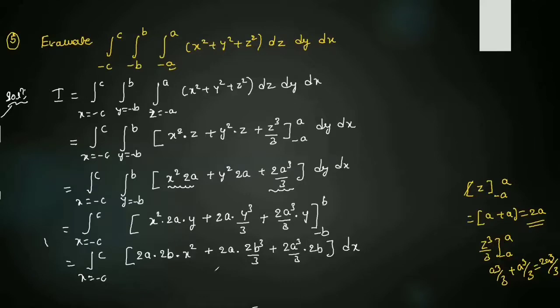Okay, done. Now, we have to integrate with respect to x. So what do we get? It is 4ab. Integration of x is x cube by 3, plus, is there an x term here? No. 4ab cube by 3 into x. Is there an x term? No. 4a cube b by 3 into x. Limits are minus c to c.